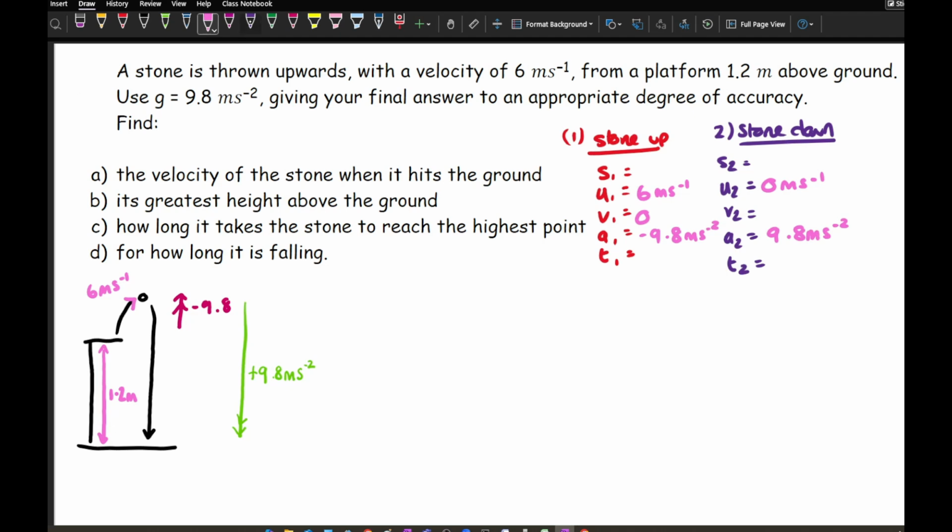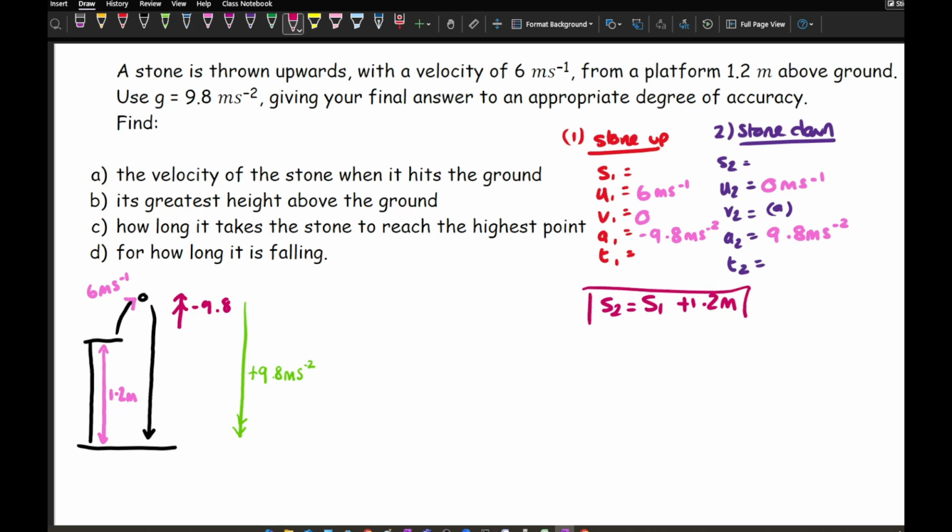Now for part A, it's asking me for the velocity when the stone hits the ground. So what it's asking me is to find V2. Looking at the stone going down information, I only know 3 bits of information and I need to find the 4th. I can find S2 because S2 equals S1 plus 1.2 meters, because it tells me that the platform is 1.2 meters above the ground. So what I need to do is work out S1.